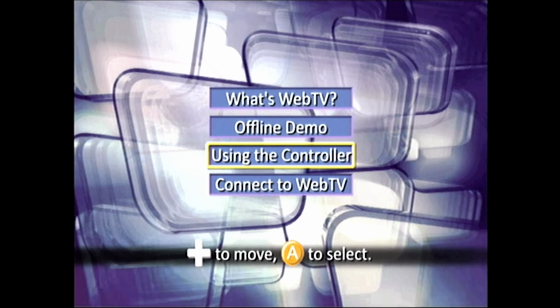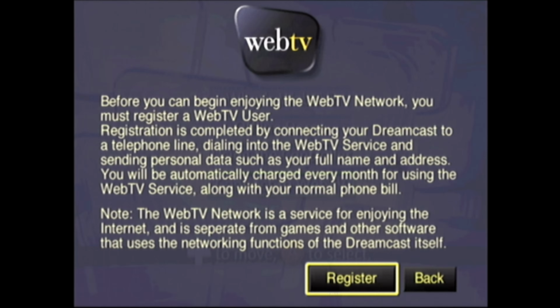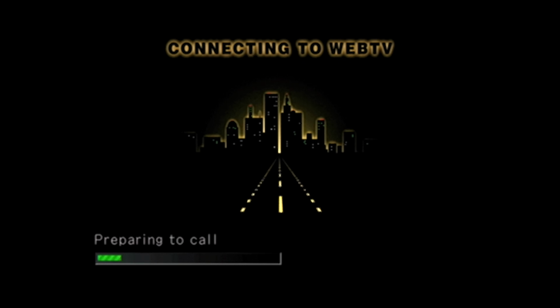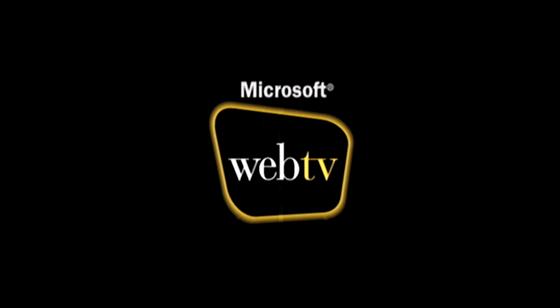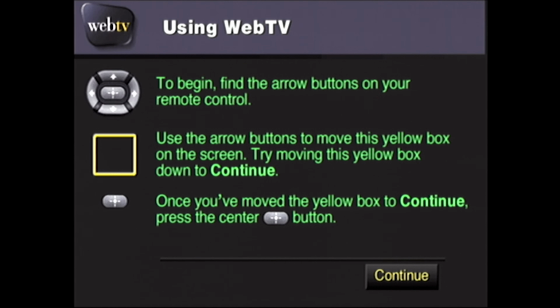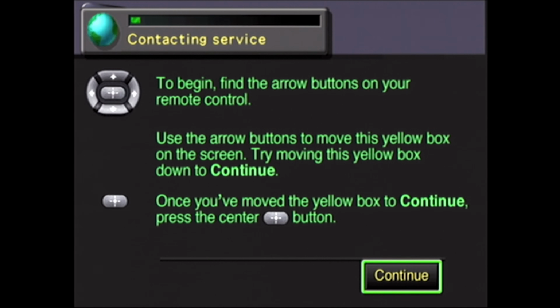So yeah, let's go ahead and without any further ado, connect to the custom server. So of course it'll tell us you have to register for an account, which we'll have to do once we connect for the first time. So let's hit register, and there we go, we're dialing. And there we go. So the instructions here still correspond to the remote control. So we'll hit continue here, and it should bring us to the registration screen.